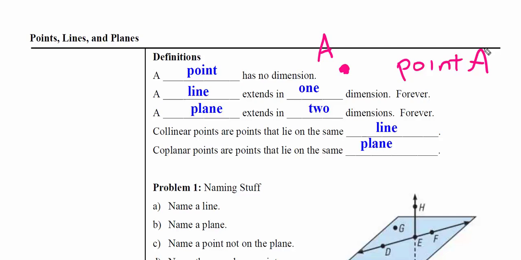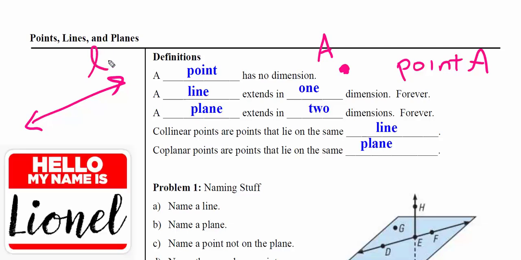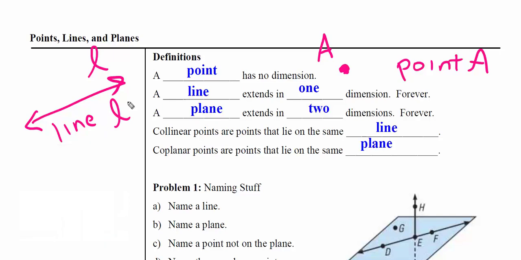We have a line that extends in one dimension forever. So here's our line. Notice that there's arrows on both ends, indicating that this goes on forever. We'll call this line L. Sometimes we also have points in a line, and then we can also call it by those points.